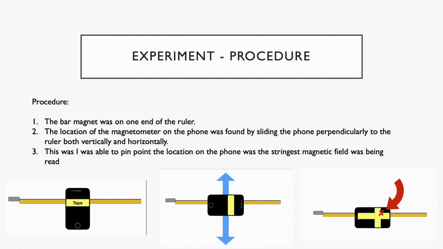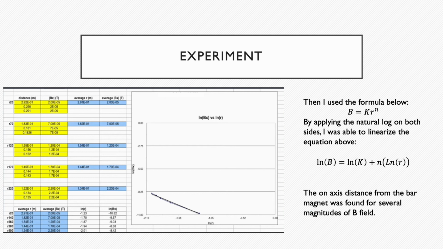Then the experiment. So the procedure is as follows: the bar magnet was placed on one end of the ruler. Then the location of the magnetometer on the phone was found by sliding the phone perpendicularly to the ruler, both vertically and horizontally. This way I was able to pinpoint the location on the phone where the strongest magnetic field was being read, which is as follows in the images. So following is the data that I got from the experiment.